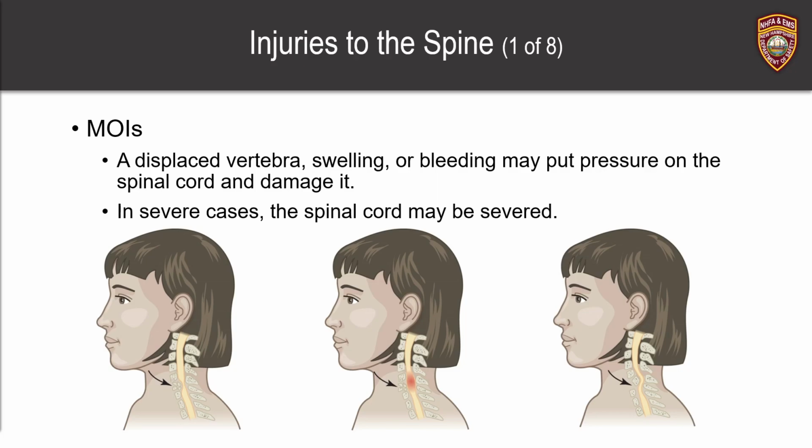Again, it is possible that spinal injuries can cause irreversible damage, including paralysis. Displaced vertebrae, which are the bones of the spine, or swelling or bleeding can put pressure on the spinal cord, which will cause signals going through the spinal cord to stop. In severe cases, the spinal cord may be severed, although this is very uncommon. If all or part of the spinal cord is cut, the impulses can't travel to and from the brain, and without conduction of these nerve impulses, the patient will be paralyzed at that level and below.